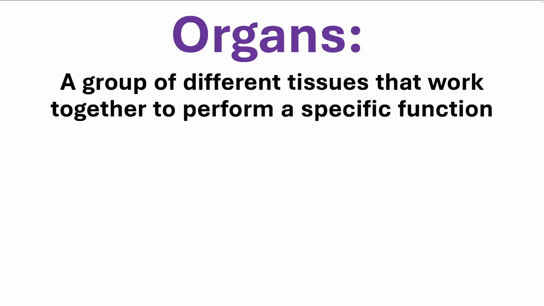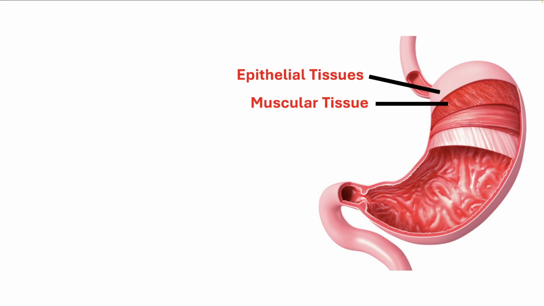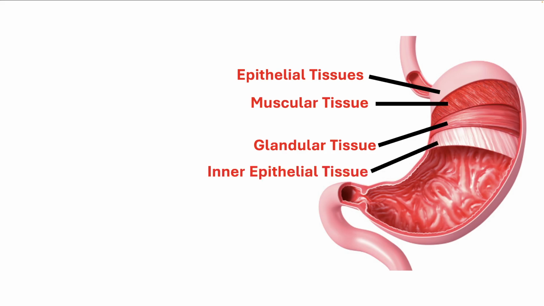Next, we move on to organs, which, conveniently enough, are a group of different tissues that work together to perform a specific function. It's basically the same as the last definition, with the only difference being that it's a group of tissues and that they're different tissues. A great example of where tissues work together in an organ is the stomach. You can see in the diagram you've got, for example, epithelial tissues that cover the outside of the stomach, and muscular tissues which contract to move the wall of the stomach so they can churn the food inside the stomach up. Then we've also got glandular tissues, and these tissues produce acid and enzymes that help digest your food, and inner epithelial tissues to cover the inside of the stomach.